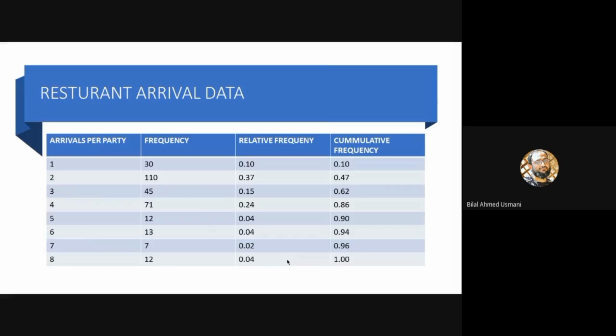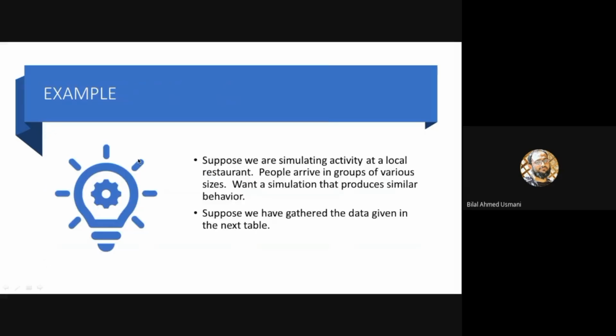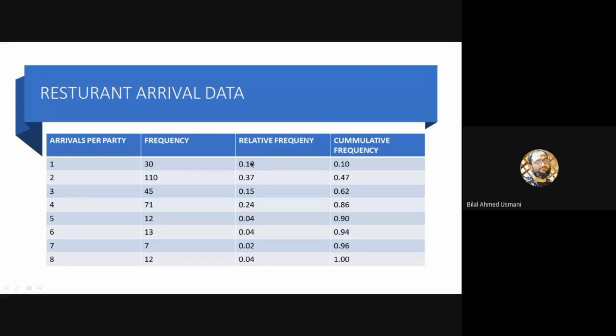So let's assume we have the restaurant arrival data. We have single customers, the frequency is around 30, and the relative frequency is around 10%. So there is around a 10% chance that an arrival is a single customer. I mean, arrivals per party. So if one person comes, the relative frequency is 10%. Two people coming, the frequency is 110, or relative frequency is 37%. Cumulative frequency is the sum of 10 and 37, so that would be 47 in this case.